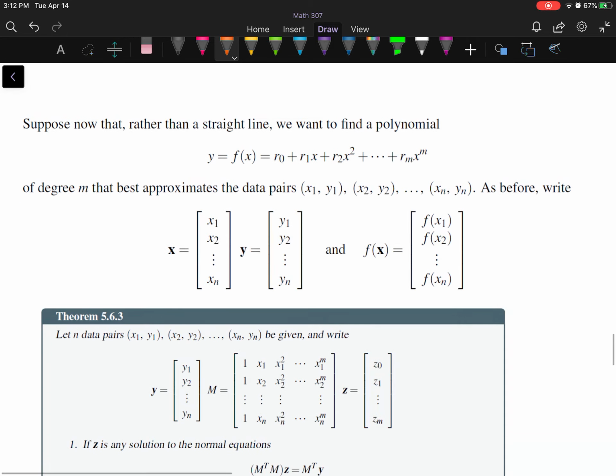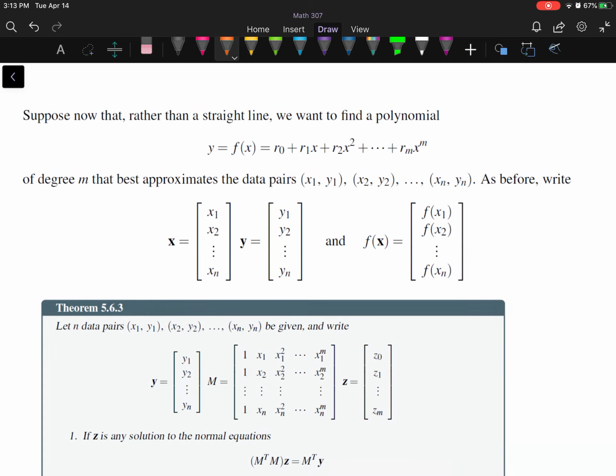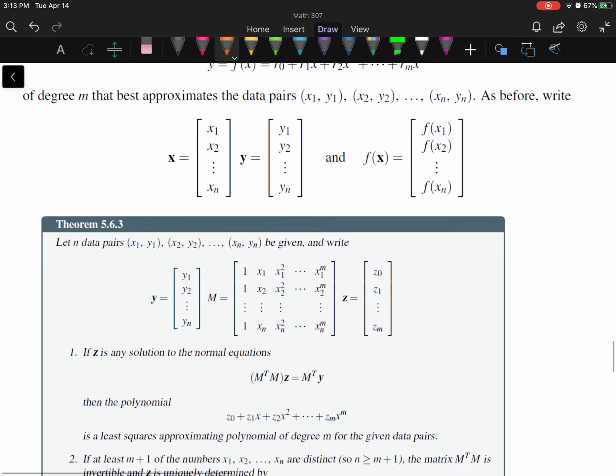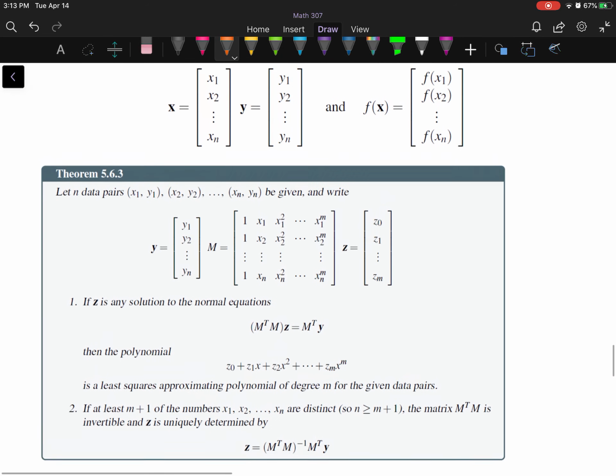As long as those data points are real life measurements... You can't have a bunch of points that all have the same x value and have different y values, because then you would get a line of best fit that is vertical and has an undefined slope. But as long as you have some variability in your data and you're not just using all the same x value, you should be able to fit a polynomial to it. And again, this looks really, really similar.